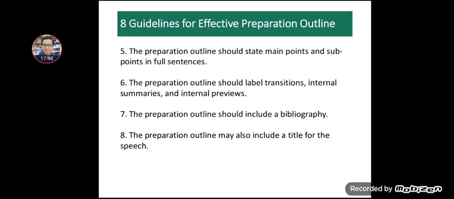And the last one is number 8. The preparation outline may also include a title for our speech.